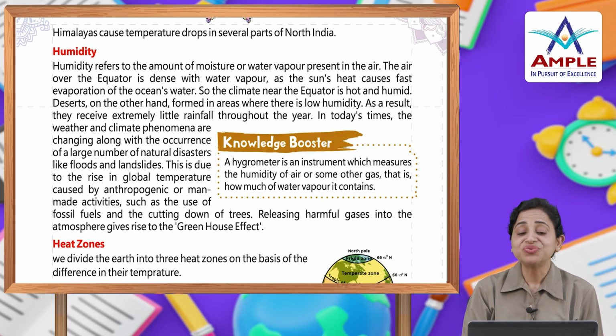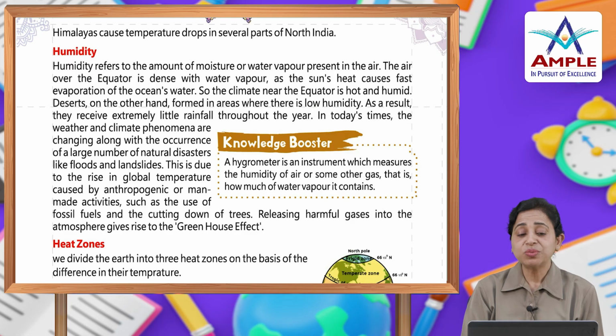Humidity refers to the amount of moisture or water vapor present in the air. The air over the equator is dense with water vapor. As the sun's heat causes fast evaporation of the ocean's water, the climate near the equator is hot and humid. Deserts, on the other hand, form in areas where there is low humidity. As a result, they receive extremely little rainfall throughout the year.